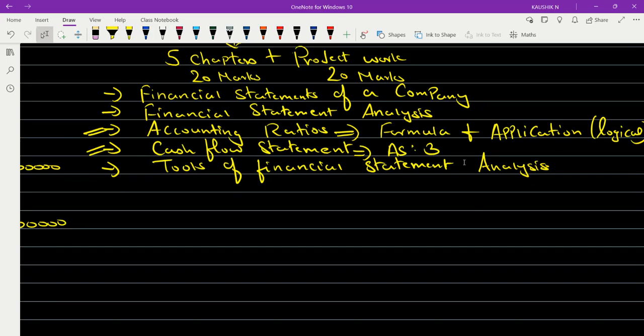ஸோ அப்போ கேஷ் ஃப்ளோ ஸ்டேட்மெண்ட்ட ப்ரிப்பேர் பண்றதுக்கு நமக்கு ஒரு கைட்லைன்ஸ் இருக்கு. அந்த கைட்லைன்ஸ் நமக்கு யார் குடுத்துருக்கான்னா, அந்த அக்கவுண்டிங் ஸ்டாண்டர்ட் AS3 புரொவைட் பண்ணியிருக்கு. அது என்னங்கிறத டீட்டெயிலா லேர்ன் பண்ண போறோம், when we come to topic of cash flow statement.